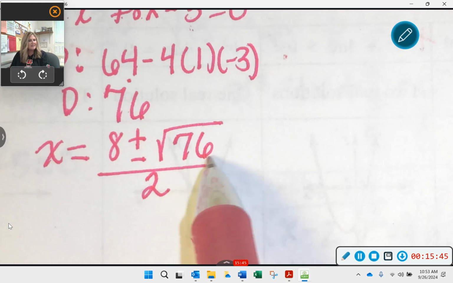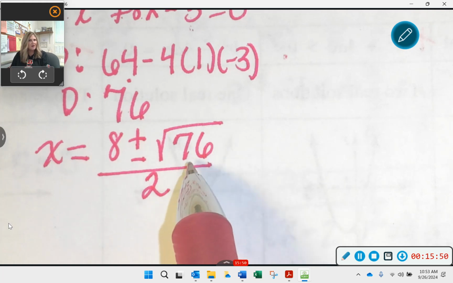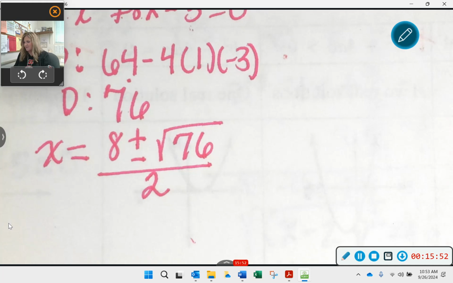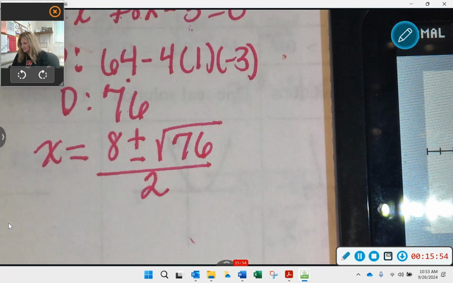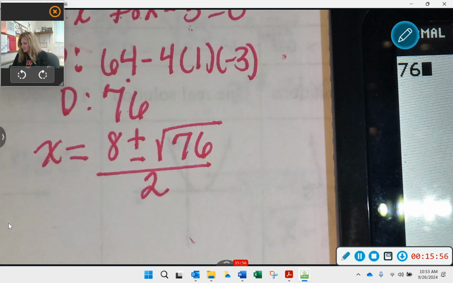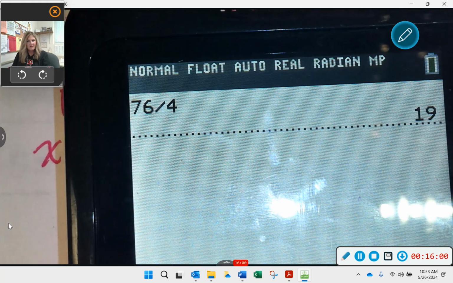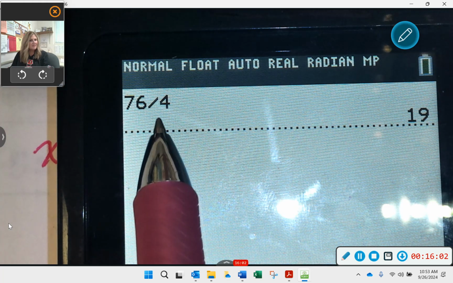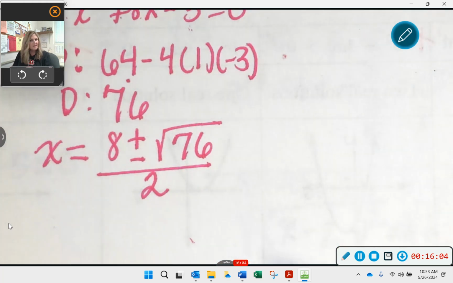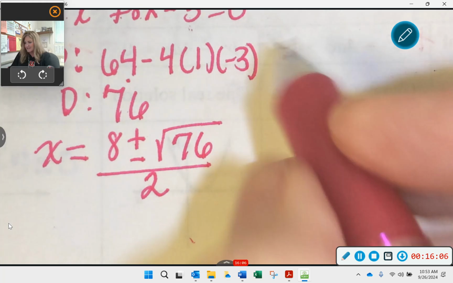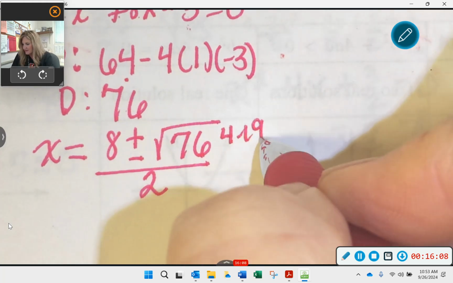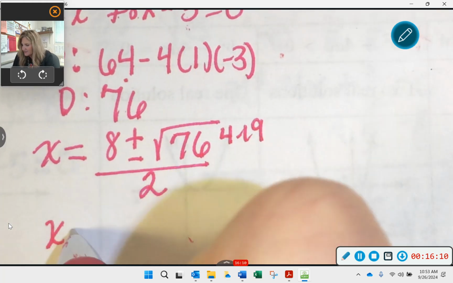We need to know if we can simplify this. So a perfect root would be 4. Is that divisible by 4? I think it is. Yeah. So 76 is divided by 4. So this is going to be 4 times 19. So what's my exact answer going to be then?